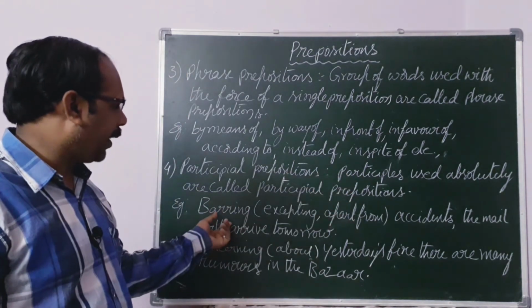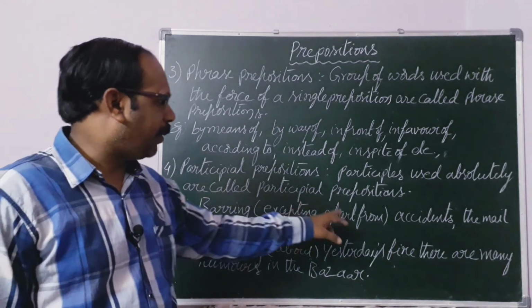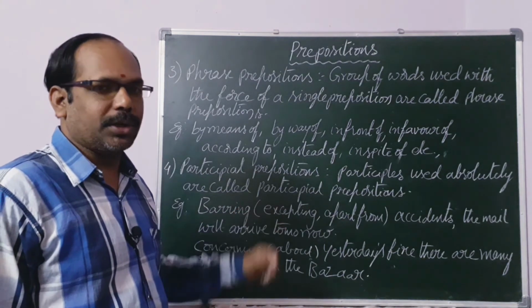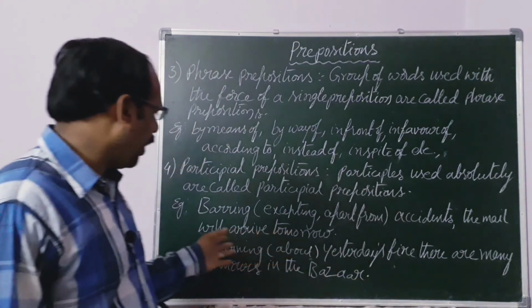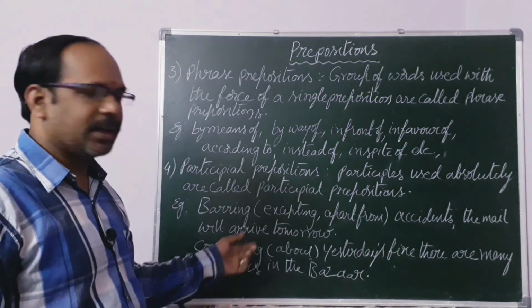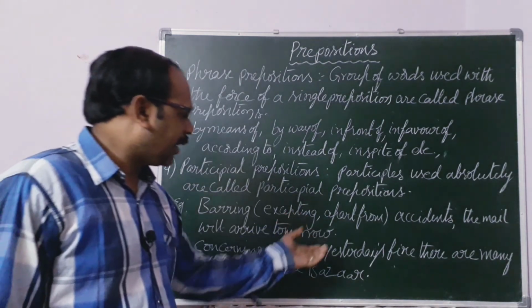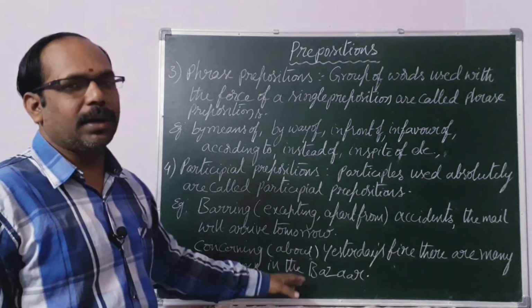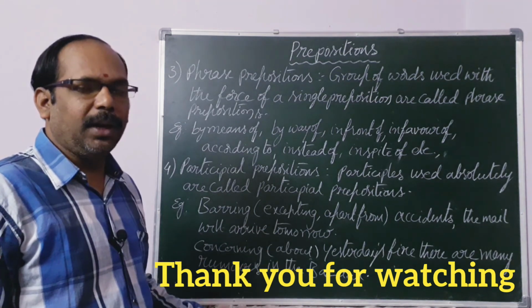For example, bearing. Bearing, in the sense of expecting or apart from, can be considered as a preposition. So, bearing accidents, apart from accidents, the mail will arrive tomorrow. And concerning means about. Concerning yesterday's fire, there are many rumors in the bazaar. These two are participial prepositions.